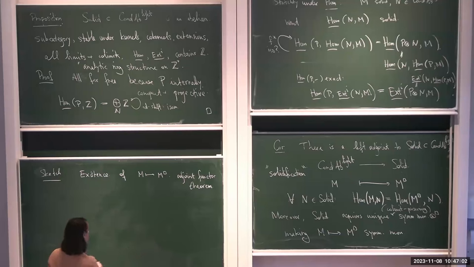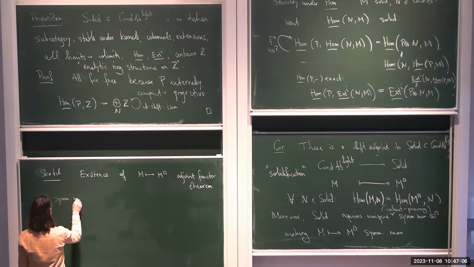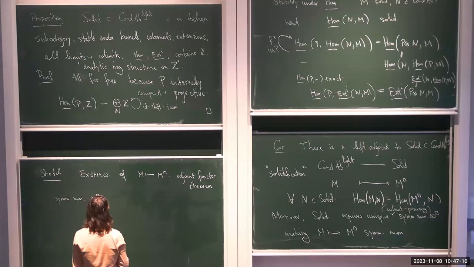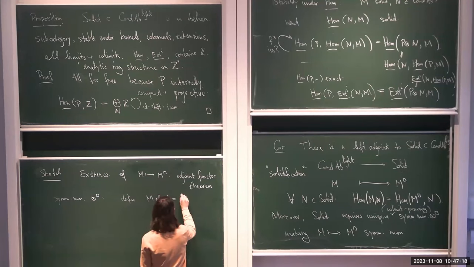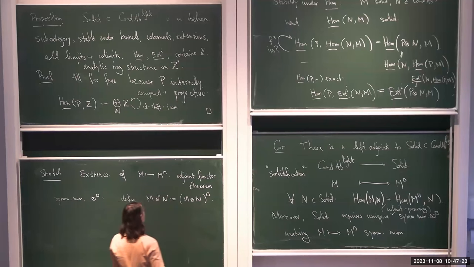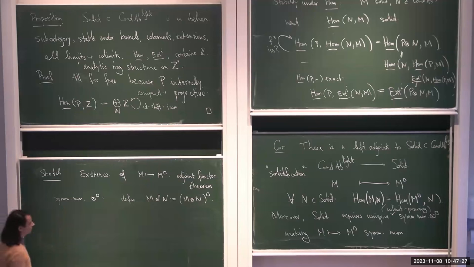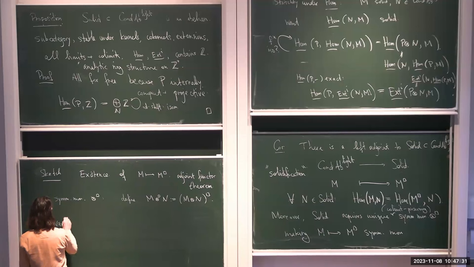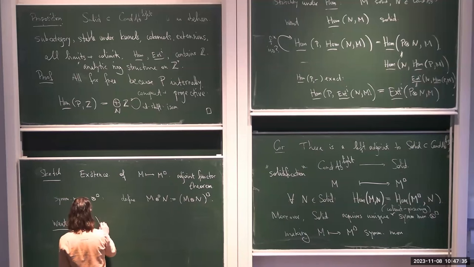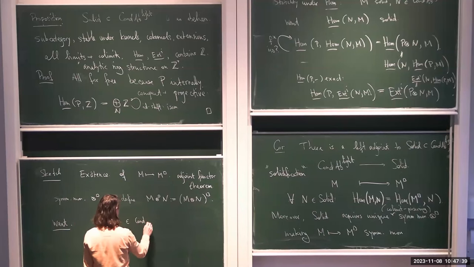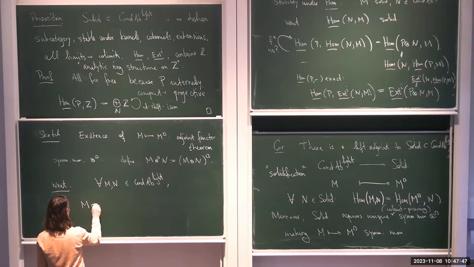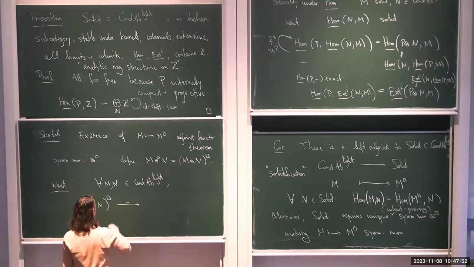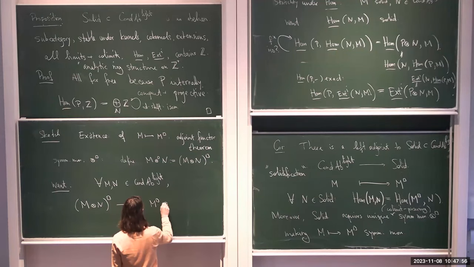And then for the symmetric monoidal tensor product, we define it as follows: you take the tensor product of M and N in condensed abelian groups and then solidify. And we want that to be symmetric monoidal. So what we want is for all M and N, which are just condensed abelian groups, that if you first tensor them in condensed abelian groups and then solidify, then this maps isomorphically to first solidifying both individually, then tensoring back in condensed abelian groups, and then re-solidifying.